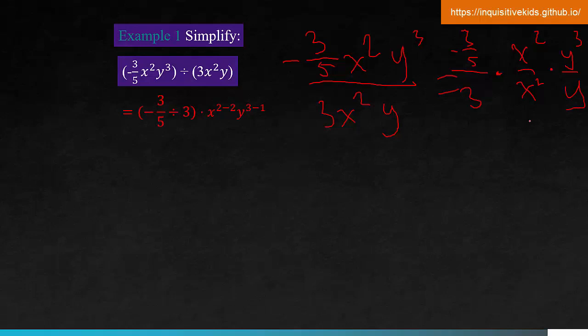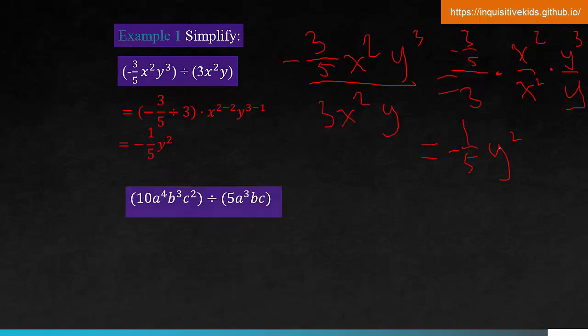Now you can start simplifying. So for negative 3/5 over 3, it's the same thing as negative 1/5. X squared divided by x squared equals 1, so we don't have to care about that. And y cubed divided by y equals y squared. So our answer is negative 1/5 y squared.